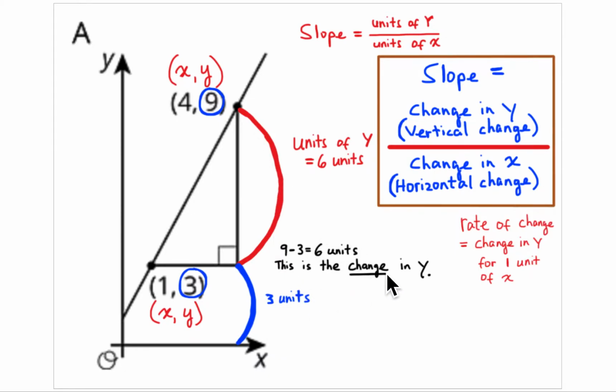So this is the change in y. So how much is y changing from here to here as you move from this point to this point? Well, it changes by 6 units. And how do you know that? Because you take the 9 where you end up with, and you subtract the 3 where you started with. So that change is 6 units. It's 9 minus that 3.